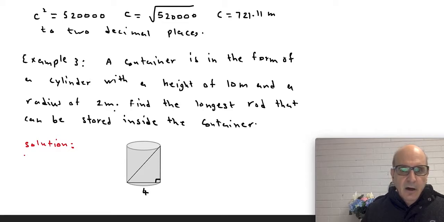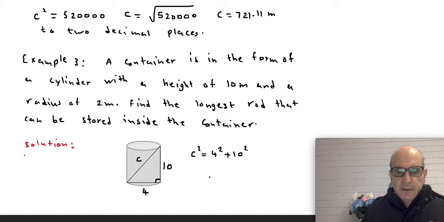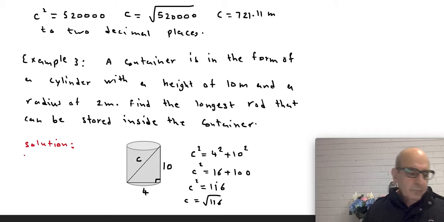And then they say the height was 10. So that's 10. Then we need to find C. That C is the hypotenuse, also the longest rod that we can fit inside. So then C squared is equal to 4 squared plus 10 squared using Pythagoras. That gives us 16 plus 100, and that gives us 116. Now we square root that to find the longest one that we can fit.